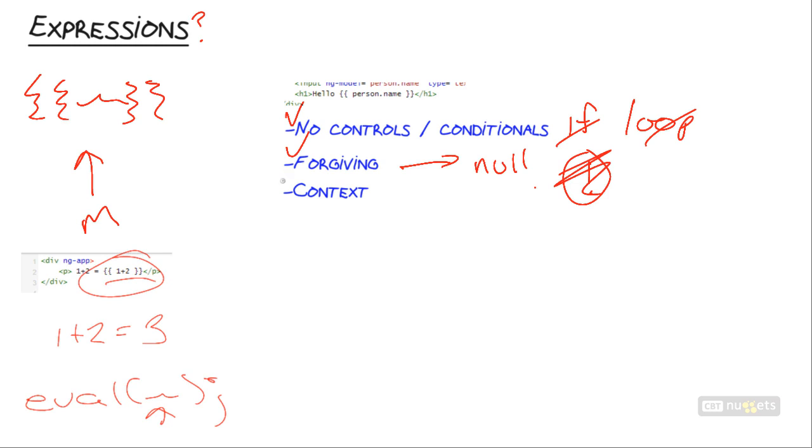Angular expressions also operate inside of a context. Here's what we mean by that. The eval statement runs in the global context. It has access to the top global level JavaScript objects inside of your browser.